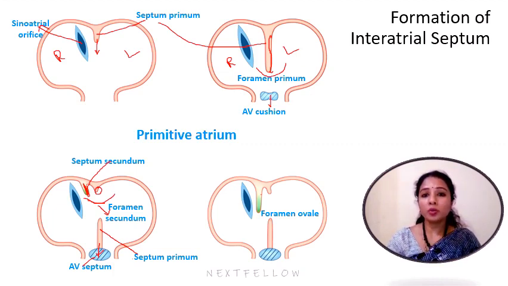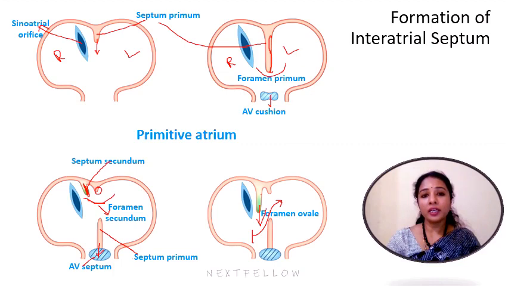The septum secundum grows downwards towards the septum primum, that is, towards the AV cushion, and it overlaps the foramen secundum. It grows down and obliquely overlaps, making this opening an oblique passage. It is not a direct passage now, so it acts like a valve, and this foramen is called foramen ovale. So this forms an oblique valvular passage between the upper margin of the septum primum and the lower margin of the septum secundum. This passage is foramen ovale or ostium ovale.